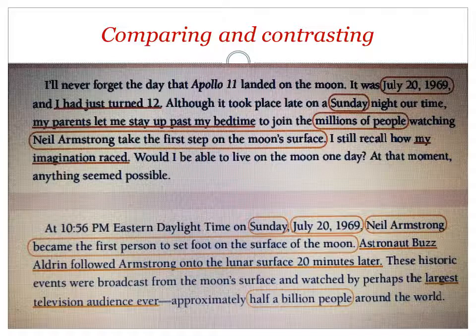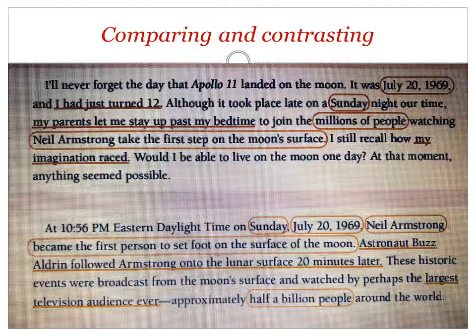And here on your screen now, you could see the information that is similar in both texts, like the date, the day, the name of the people, and so on. And underlined are the details that do not appear in the other text.